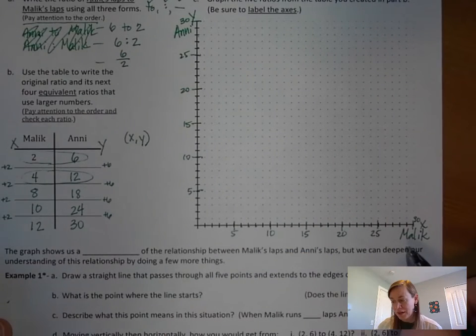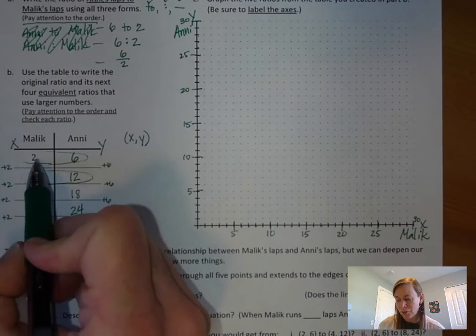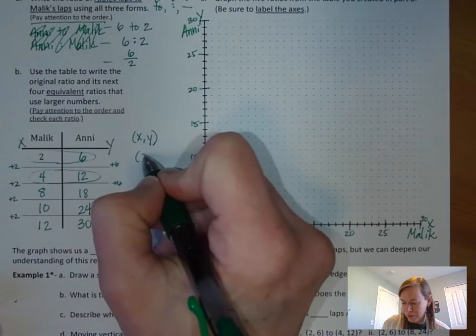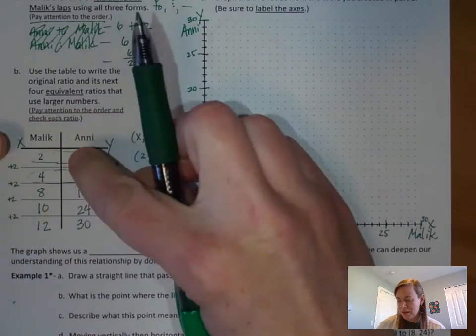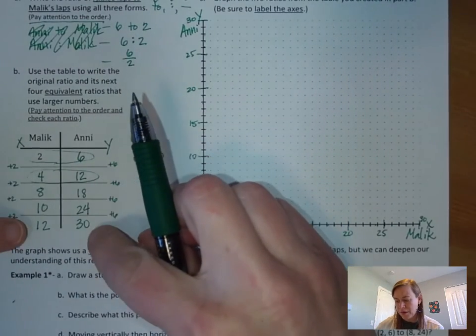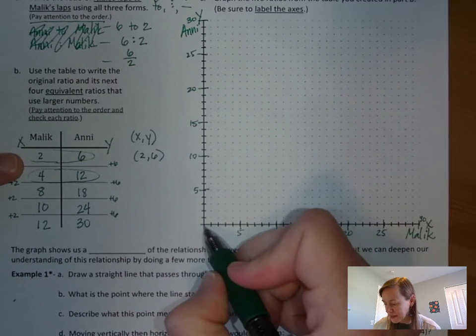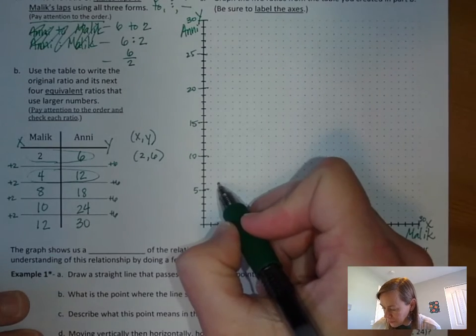So now we can start graphing our ordered pairs from the table. So the first ordered pair is 2, 6. I know this doesn't look like an ordered pair. You could rewrite it if you wanted to. But just know that all of these can become ordered pairs, okay? So 2, 6, we're going to go 2 on the x-axis, 1, 2, and 6 on the y-axis, so it's going to be right there.